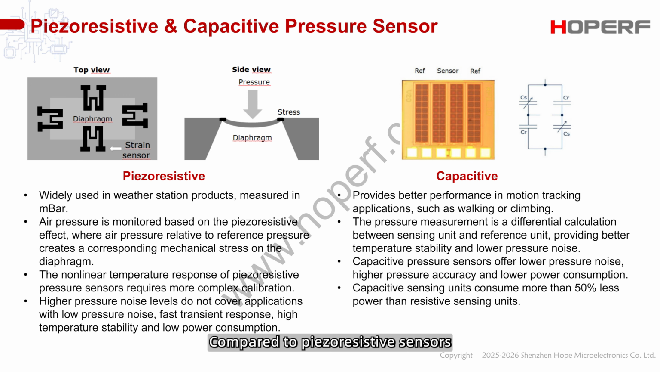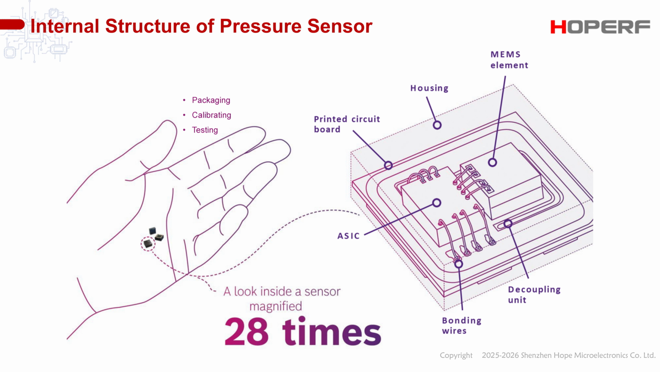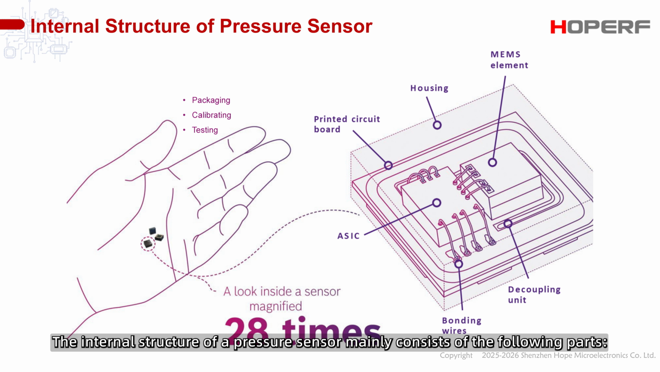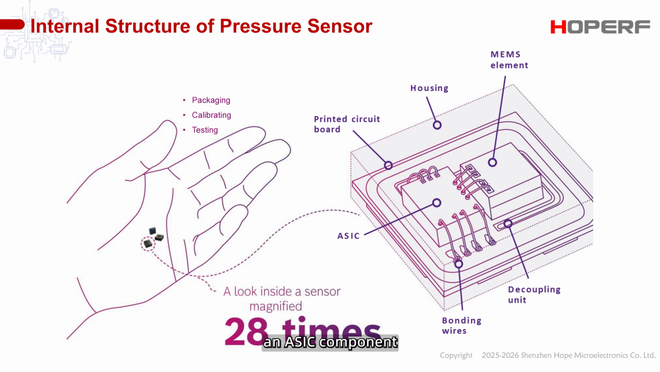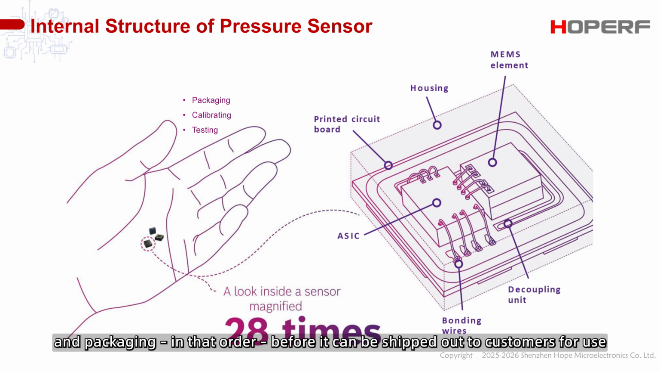Compared to piezoresistive sensors, capacitive pressure sensors have lower pressure noise, higher pressure measurement accuracy, and lower power consumption. They perform especially well in motion tracking applications. The internal structure of a pressure sensor mainly consists of the following parts: a PCB substrate, an ASIC component, a MEMS component, bonding wires, and a housing. After the pressure sensor is packaged, it goes through calibration, testing, and packaging, in that order, before it can be shipped out to customers for use.